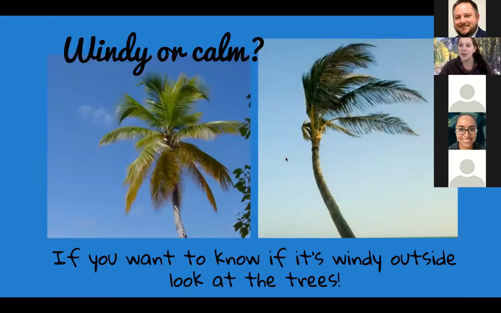So windy or calm. The first tool that we can use to see if it's windy or calm outside is just by looking at the trees. So you can see the tree on the left is a palm tree and all the fronds are spread out evenly. It's exactly how it's supposed to look. You know, the air is calm, it's not moving.